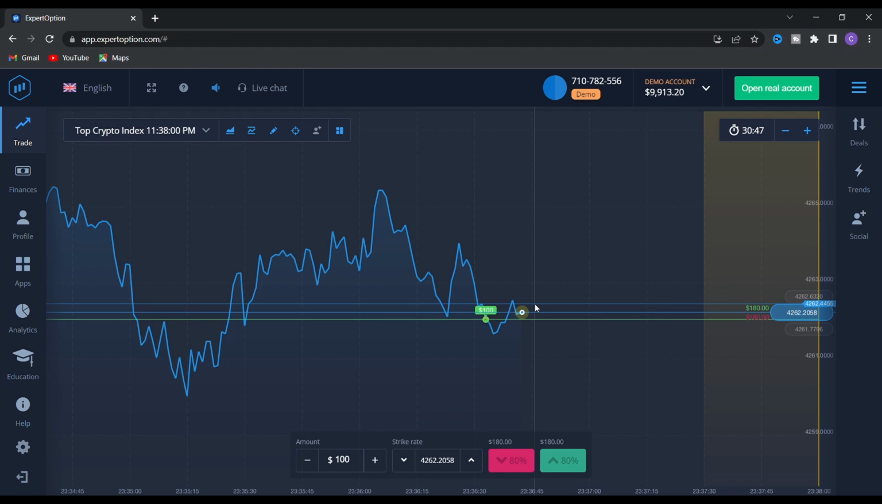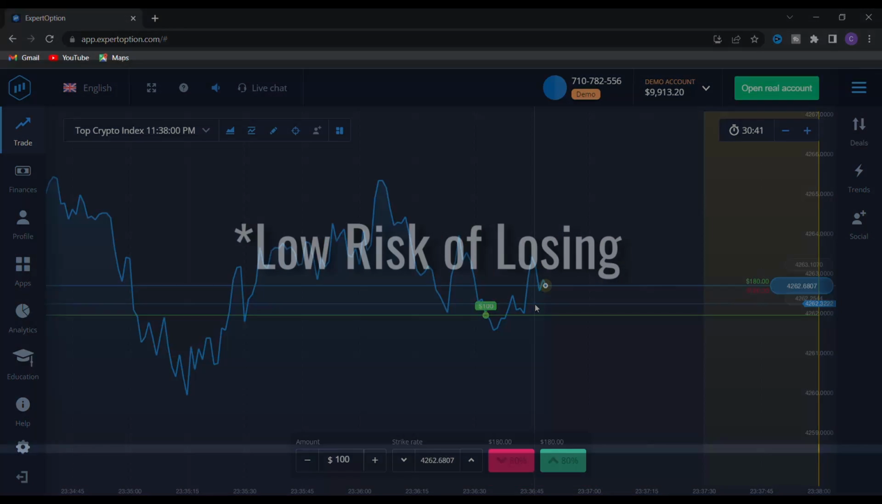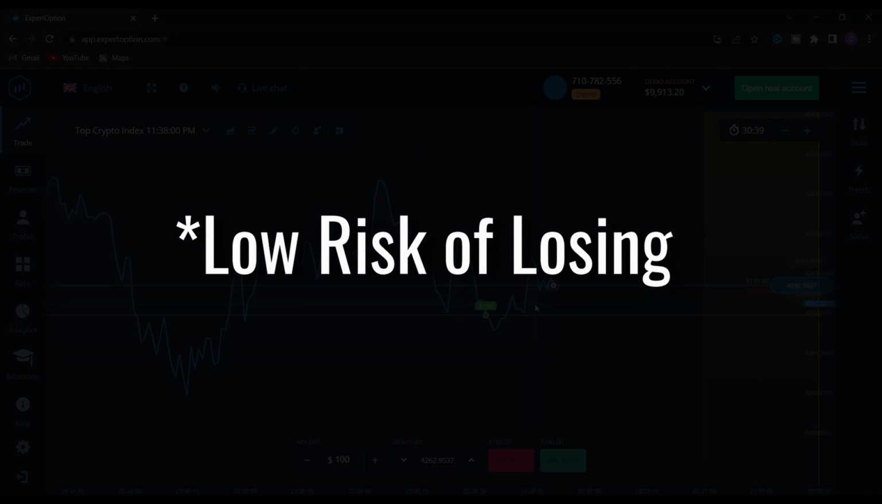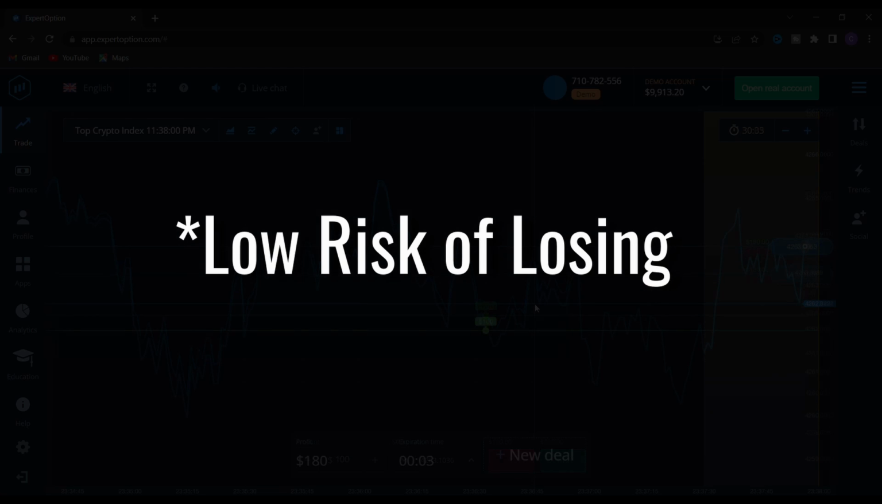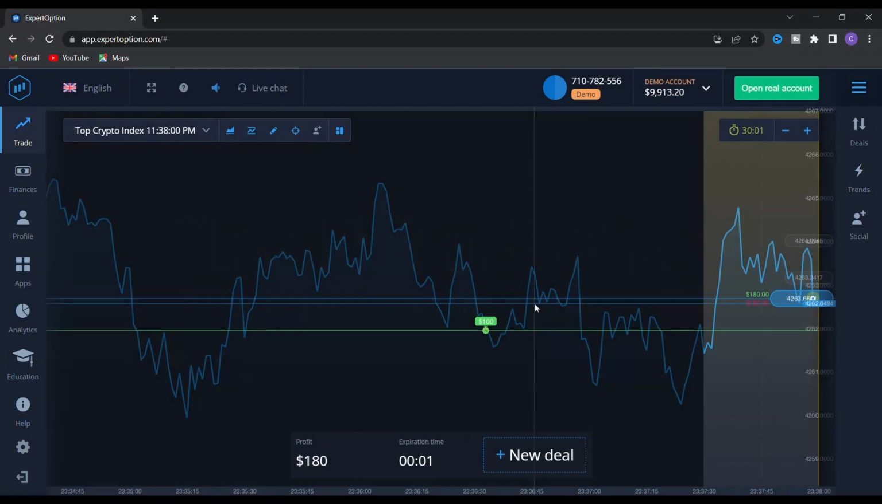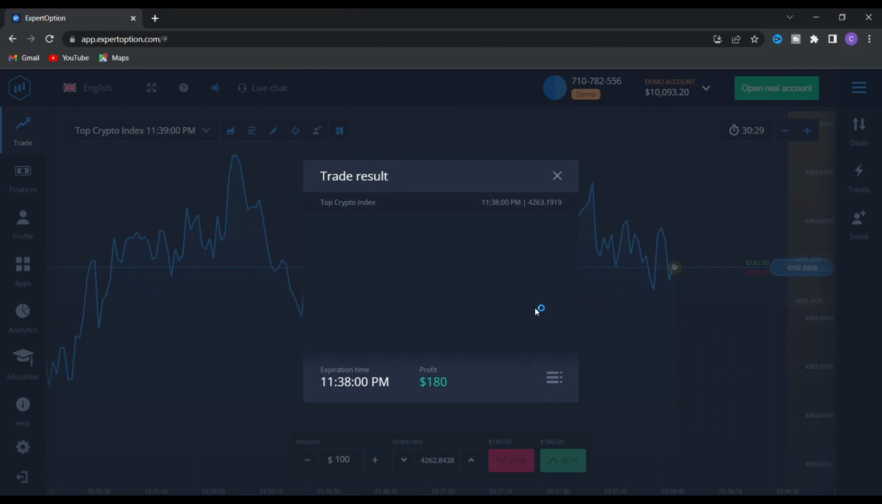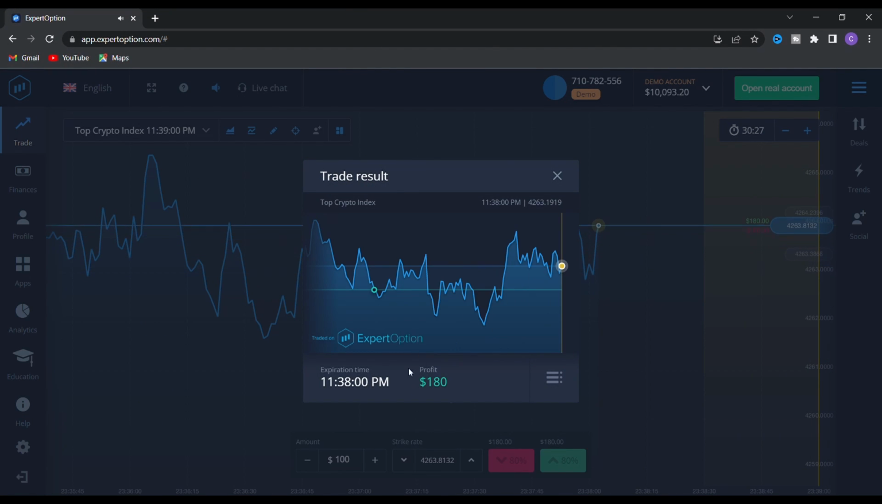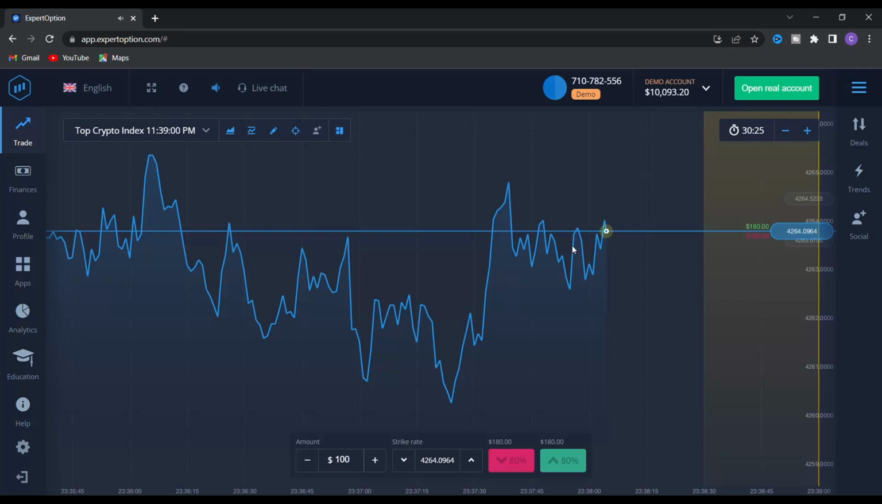Using this strategy, most of the time we can lower the risk of losing our trade in Expert Option. Also, this trading method is recommended by tons of professional traders across various binary trading platforms. As you guys can see, we won that trade also.